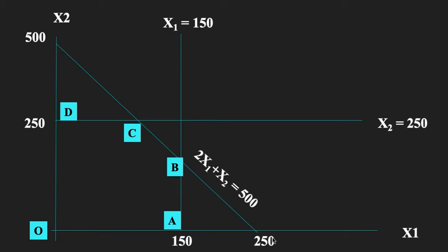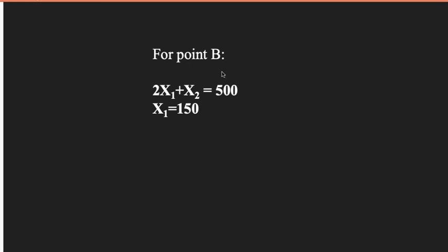Now at point B, the two lines which are intersecting are 2x1 plus x2 is equal to 500, and the other equation is x1 is equal to 150. So we are going to take these two equations to find the value of point B.